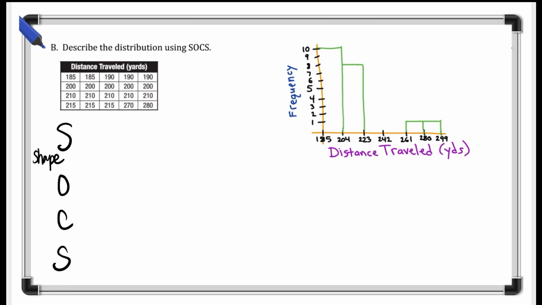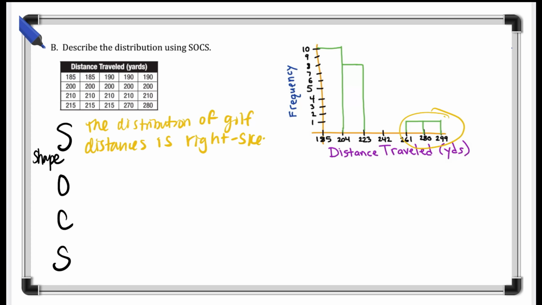You're going to see the majority of your data is to the left, but we do have a little bit on the right. So we notice the distribution of golf distances is right skewed. So it's skewed to the right, or you could say positively skewed.